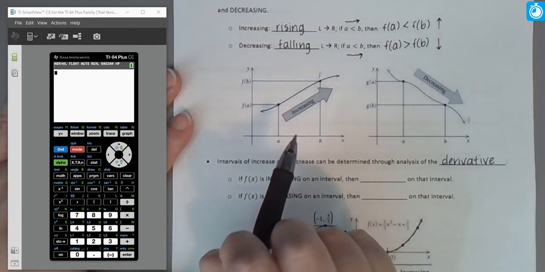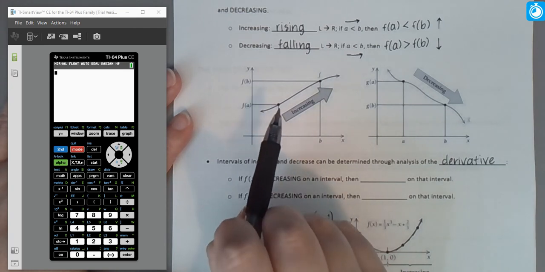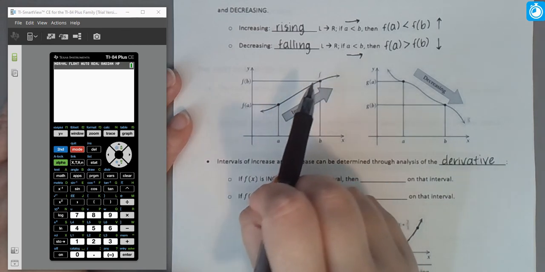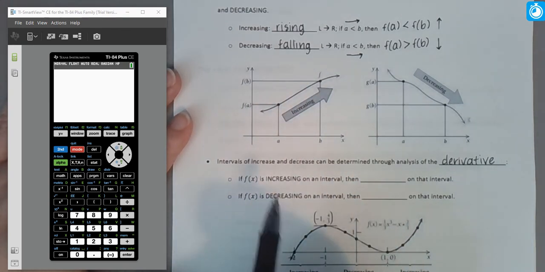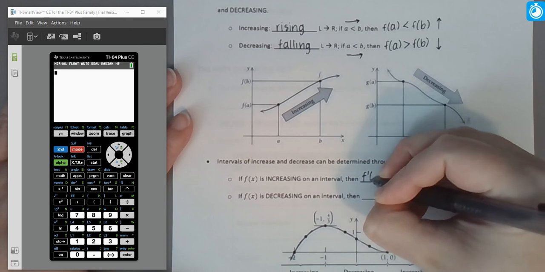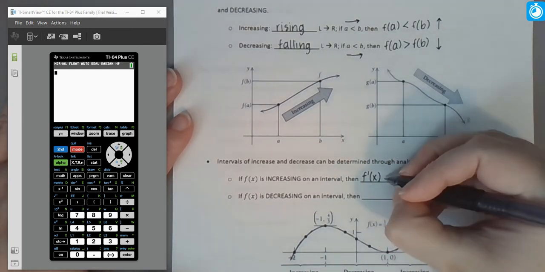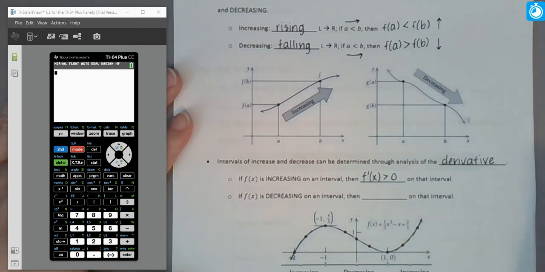So at locations where our graph is increasing, and our function as well is increasing, we notice that the slope of the tangent line would be positive. So if our function is increasing, that means that the derivative, which again, remember, represents the slope of the tangent line, is greater than 0 on that interval. It's going to be a positive number. So if our derivative is greater than 0 at any particular location, that means that our graph is increasing at that particular location.